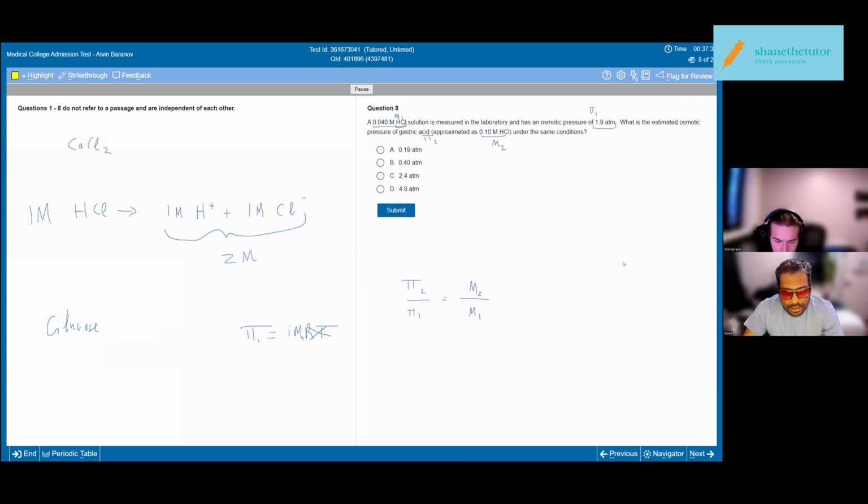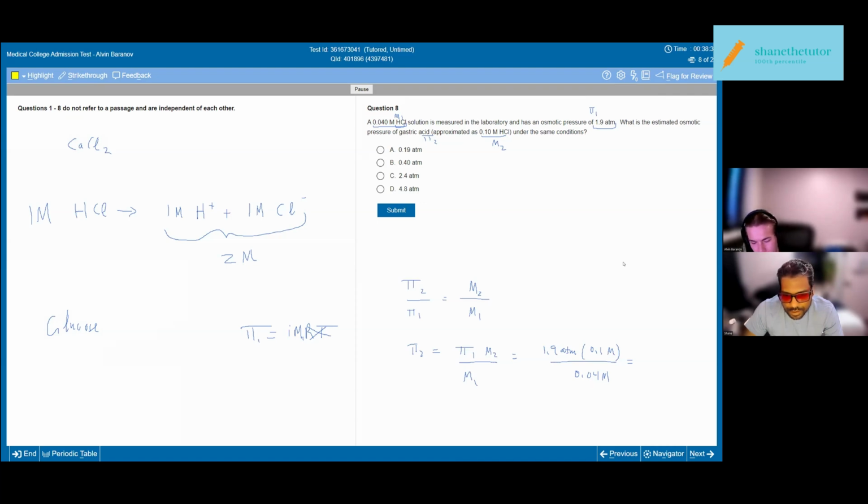So pi 2 is pi 1 times M2 over M1, and then this would be the 1.9 atm times the M2, 0.1 molar, divided by M1, 0.04 molar, right? Yeah. And let's see. Can we just estimate 1.9 to be 2?